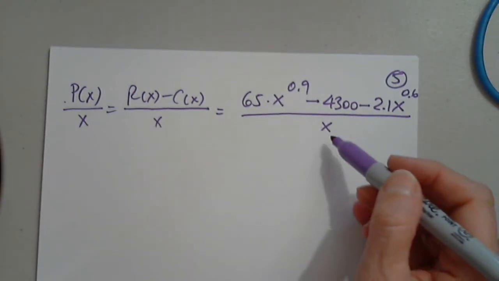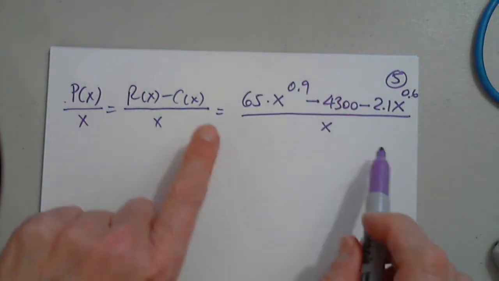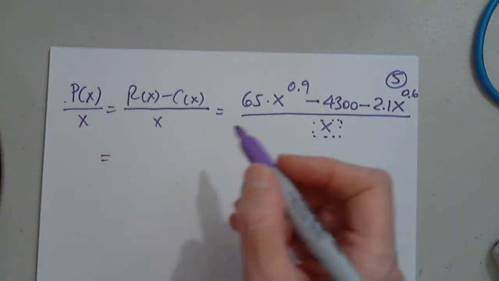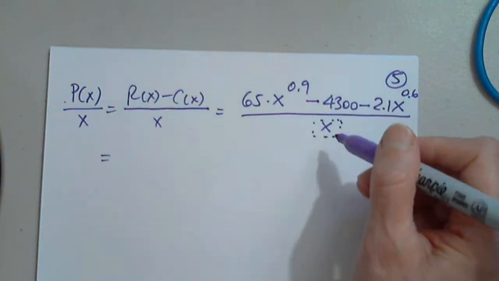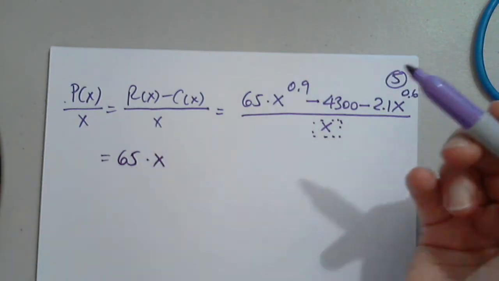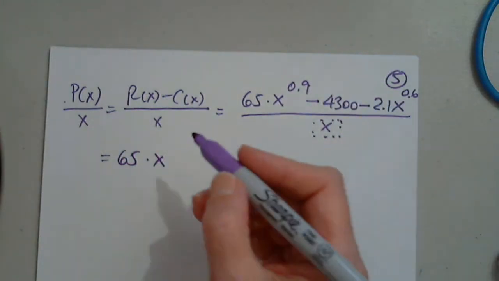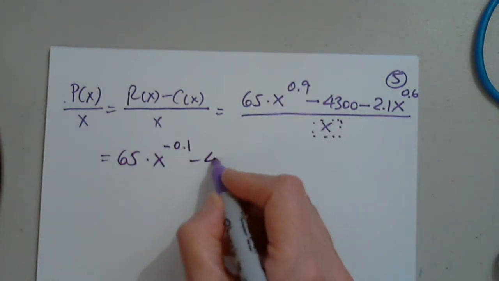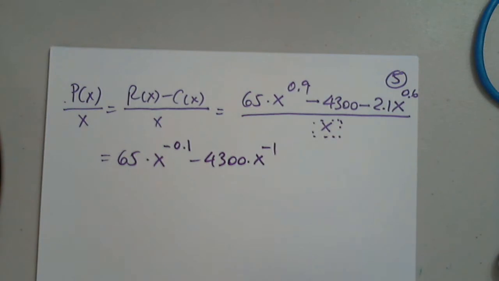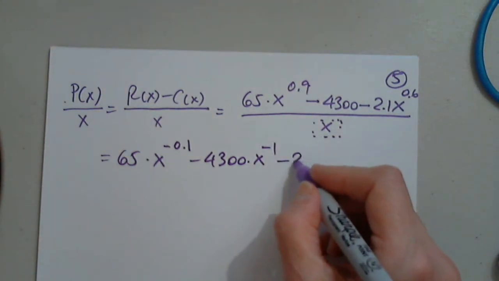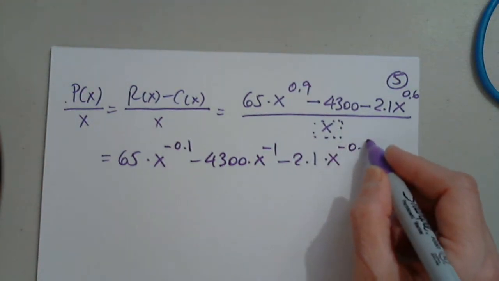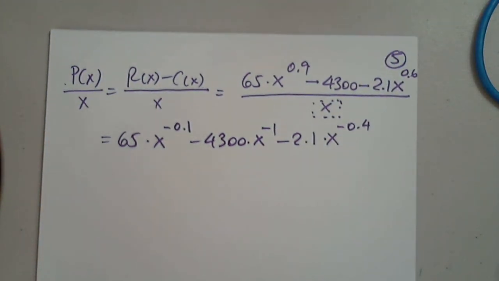at this point, what I would like to do is separate this fraction because the denominator is just one term. I can write it as 65x^0.9 over x. And how much is 0.9 minus 1? Minus 4,300 times x to negative 1. And minus 2.1 times x^(0.6 minus 1), which is x to negative 0.4. Do we understand this step? It's okay if you say no, show me again, I will show again.